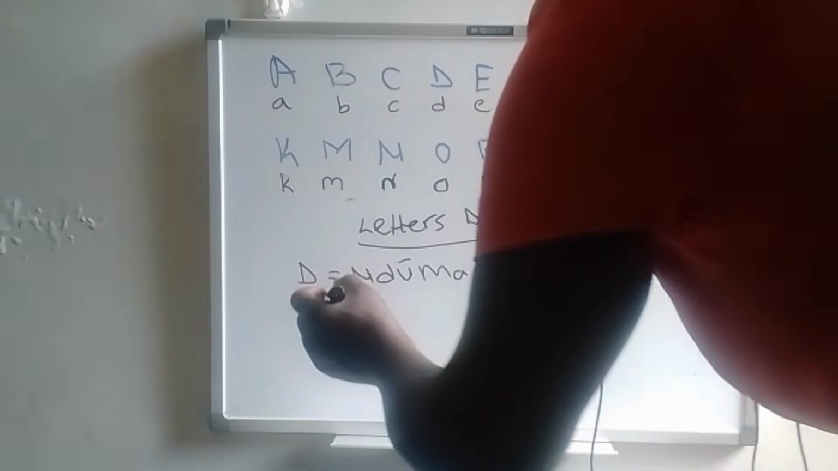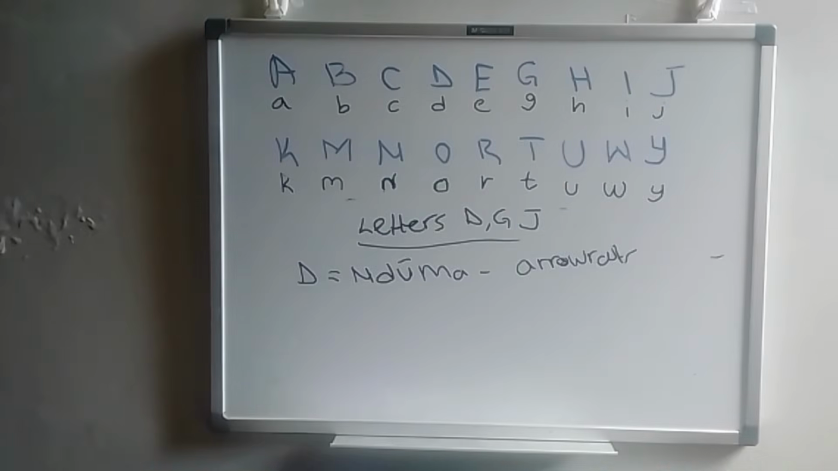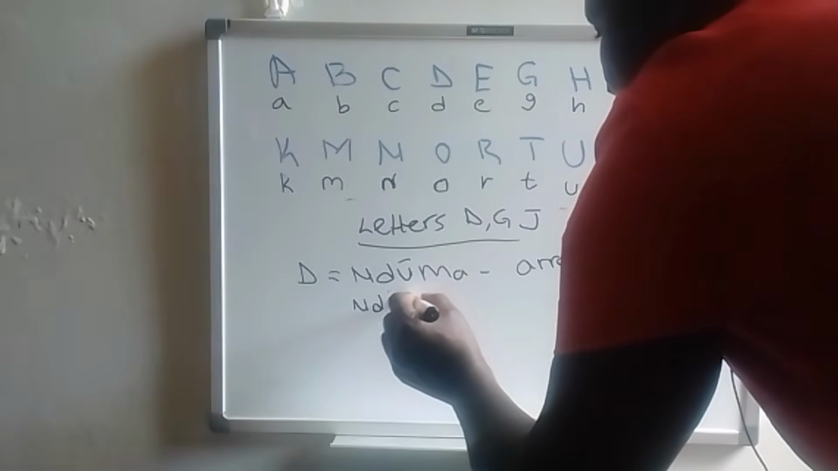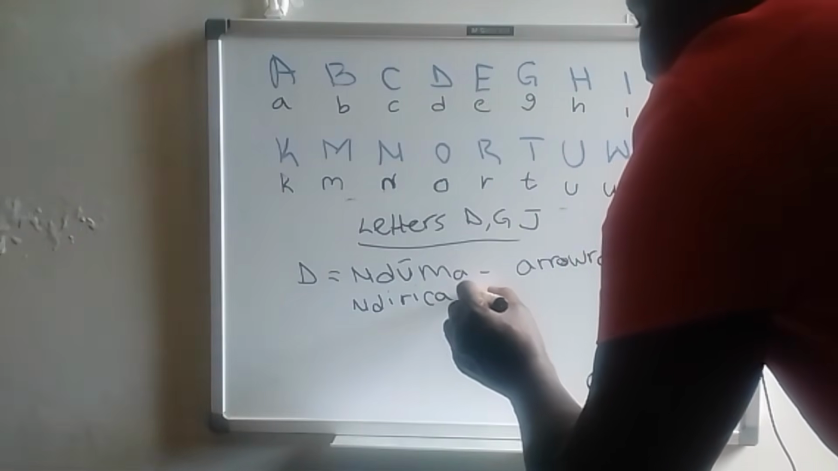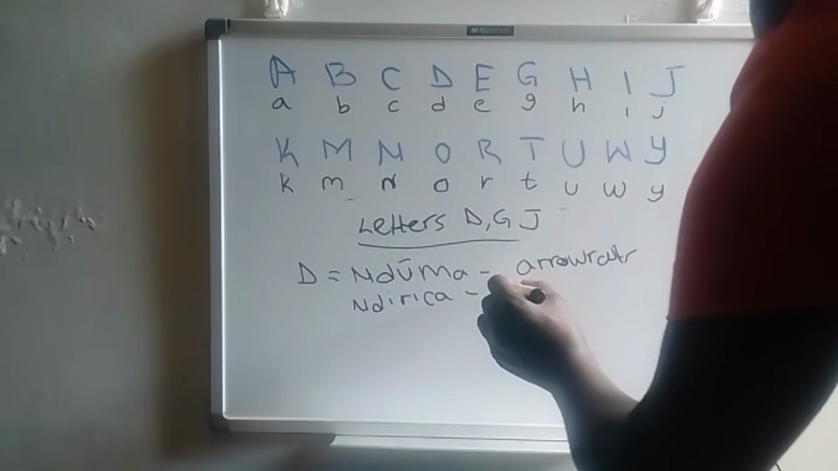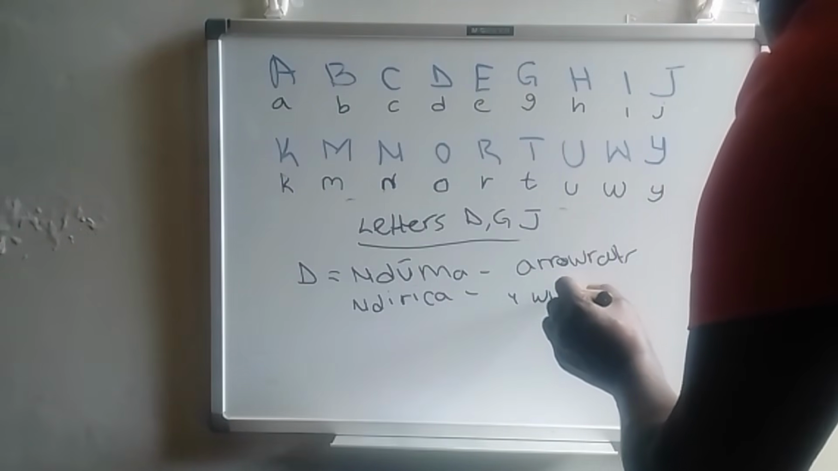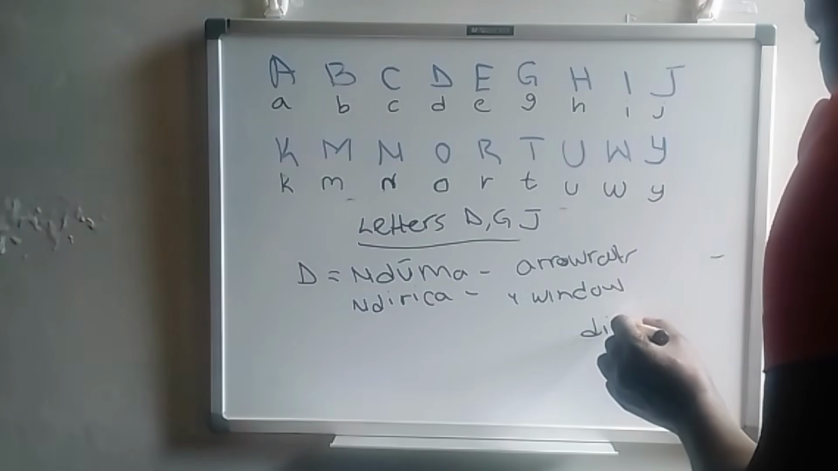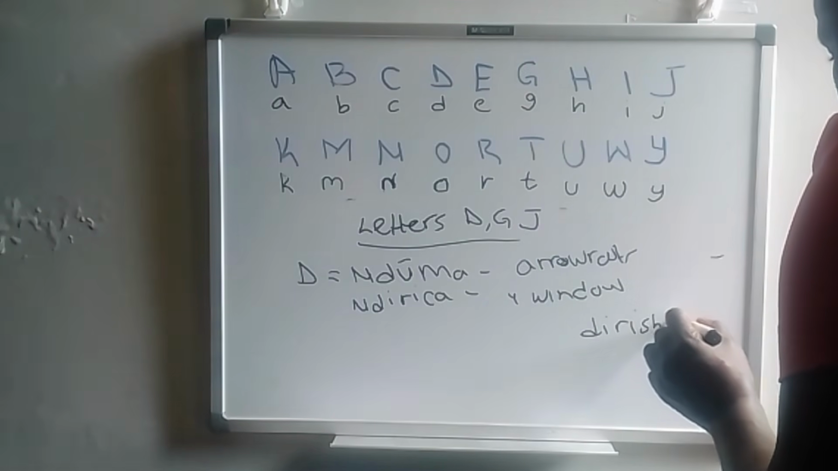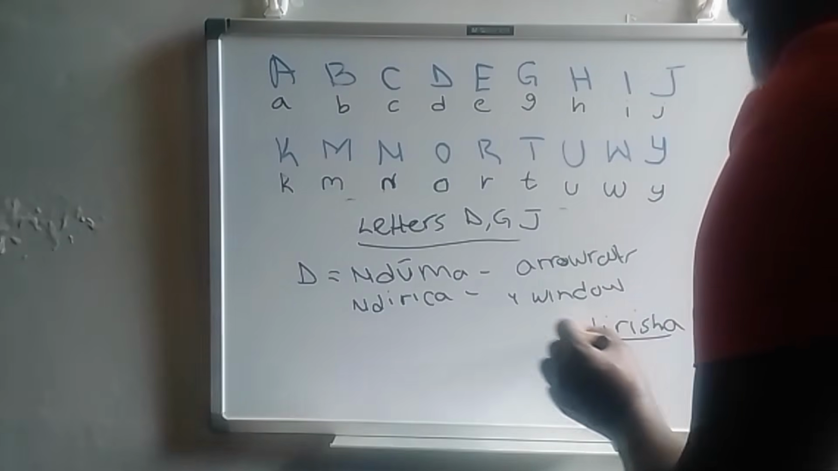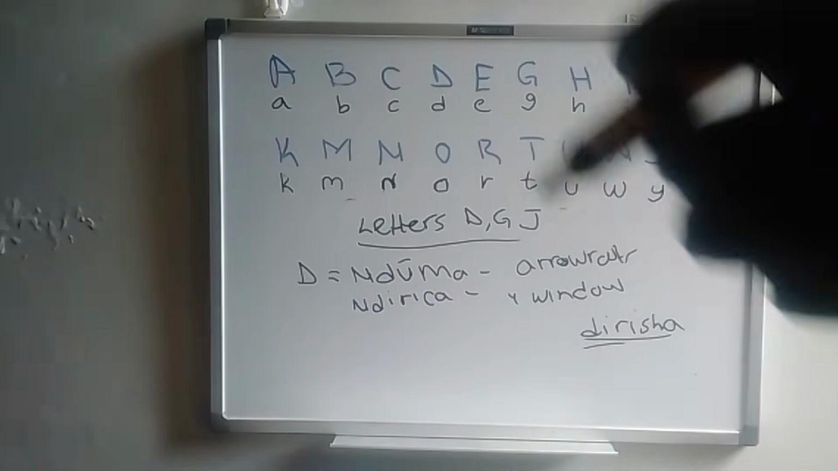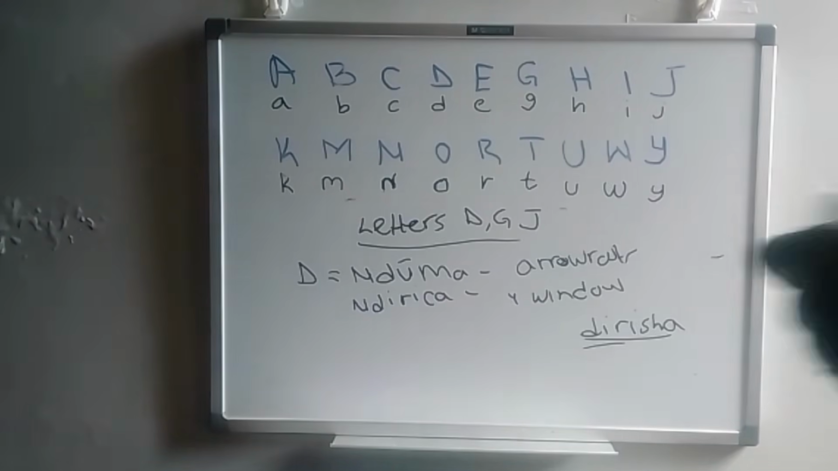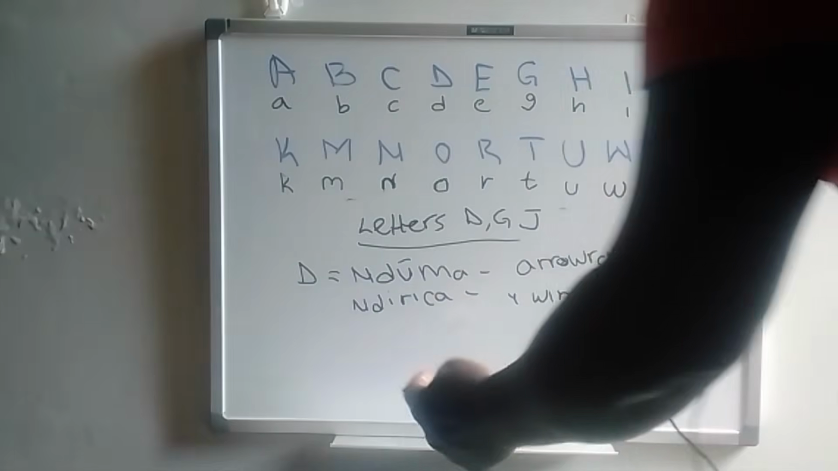In Kikuyu, another word is dirisha. Dirisa. You can't write like this. This is a window. A window. Huwezi ukaandika hivi. Dirisha is a Swahili word. When you write like that, that's a Swahili word. The same window, but dirisha. Namaanisha dirisha. But in Kikuyu ni dirisha.